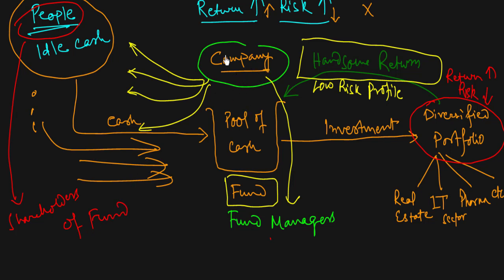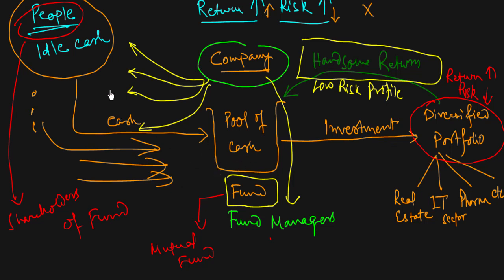And this company is the mutual fund company. This fund is called the mutual fund. It is called a mutual fund because many people have mutually agreed to invest into it. That is why the name mutual fund. And this is the diversified portfolio in which the mutual fund money is invested. So this is all about the mutual fund and how it works.